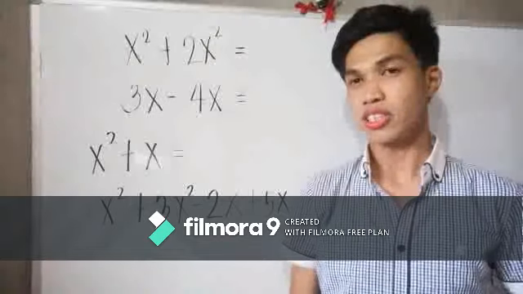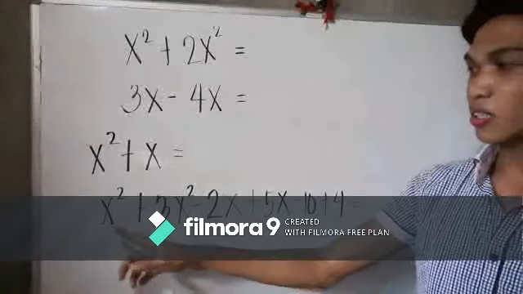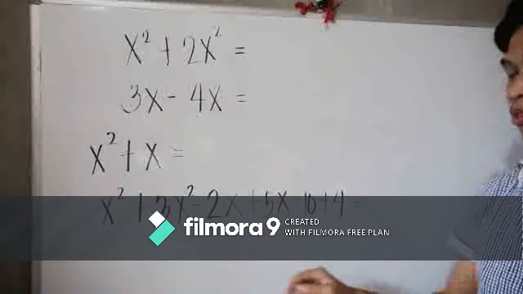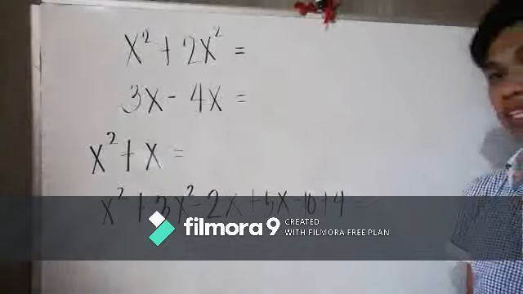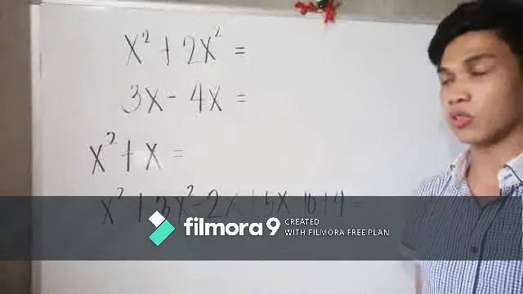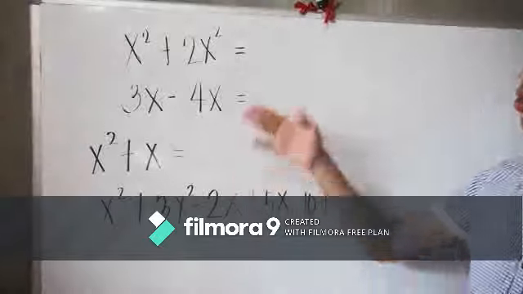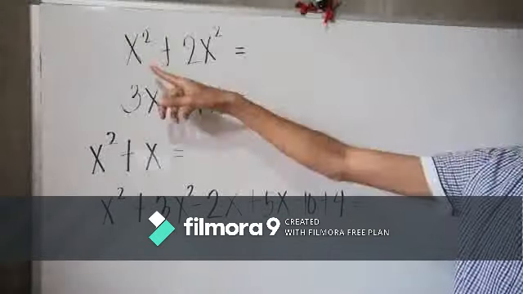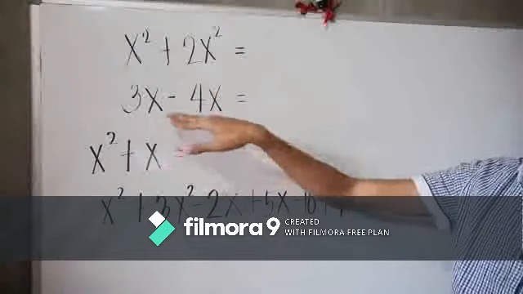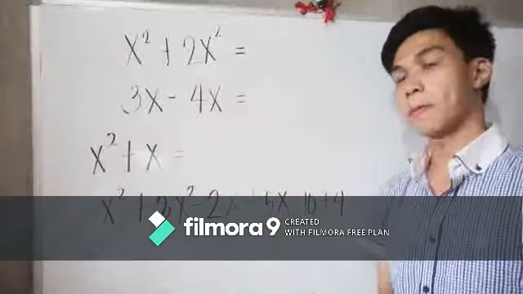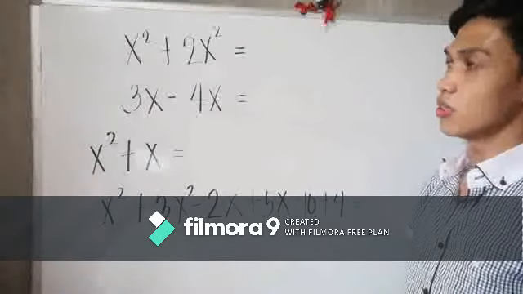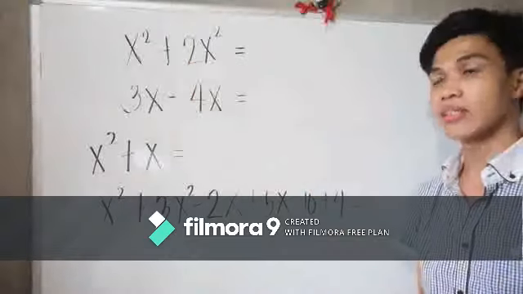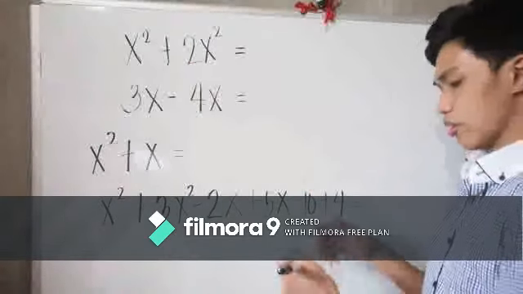Okay, for our second scenario, we have x squared plus 3x minus 2x plus 5x minus 10 plus 4. Before we answer that mathematical statement, or what we call a mathematical expression, let's look at the first three expressions: x squared plus 2x, 3x minus 4x, and x squared plus x. Let's answer this one. x squared plus 2x, that would be 3x squared.